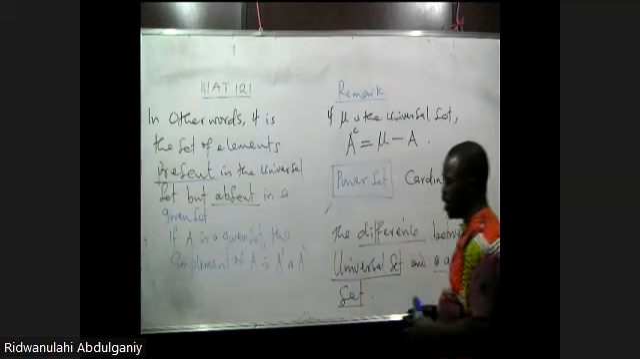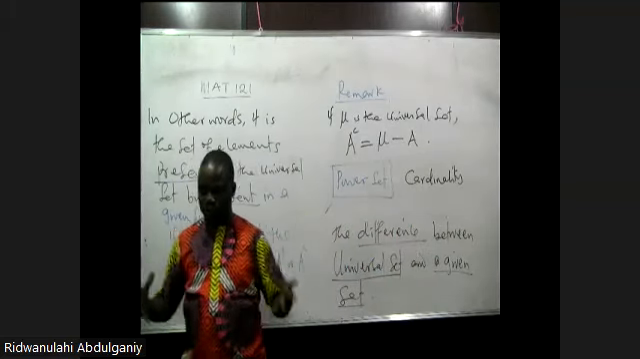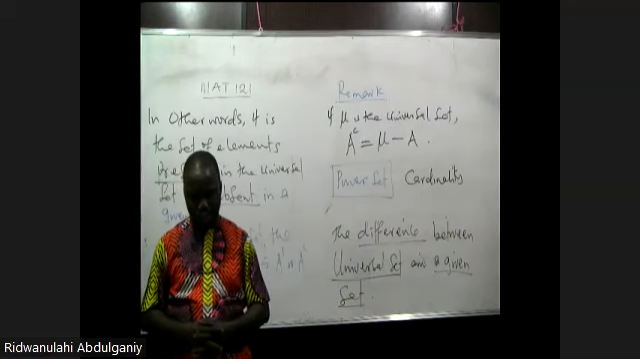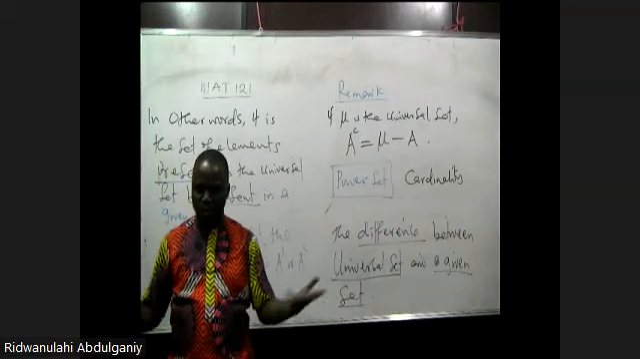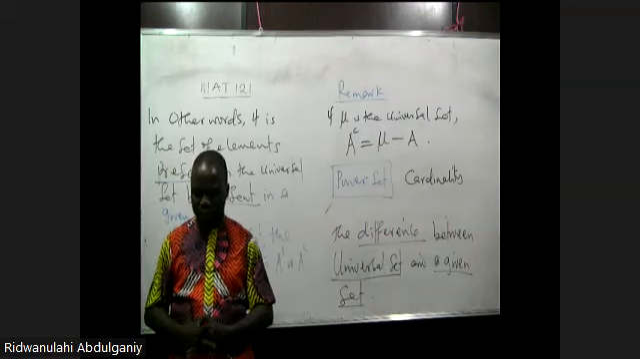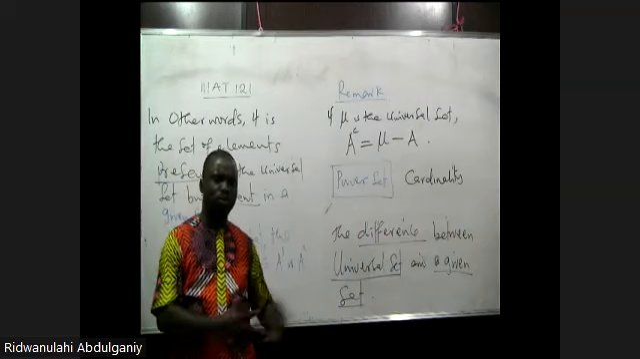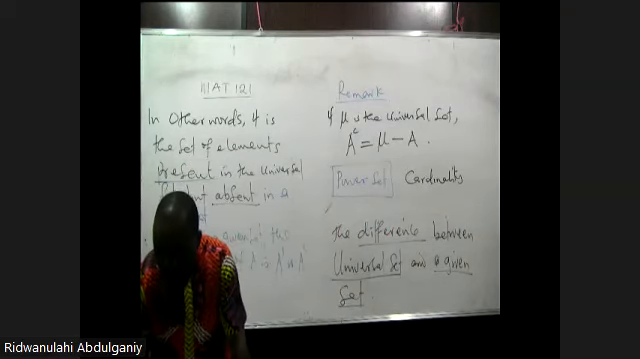And after that, we now look at algebra of sets. The way we have simple algebra under natural numbers, real numbers, commutative, associative, identity, and the rest, we're also going to look at that under set theory.